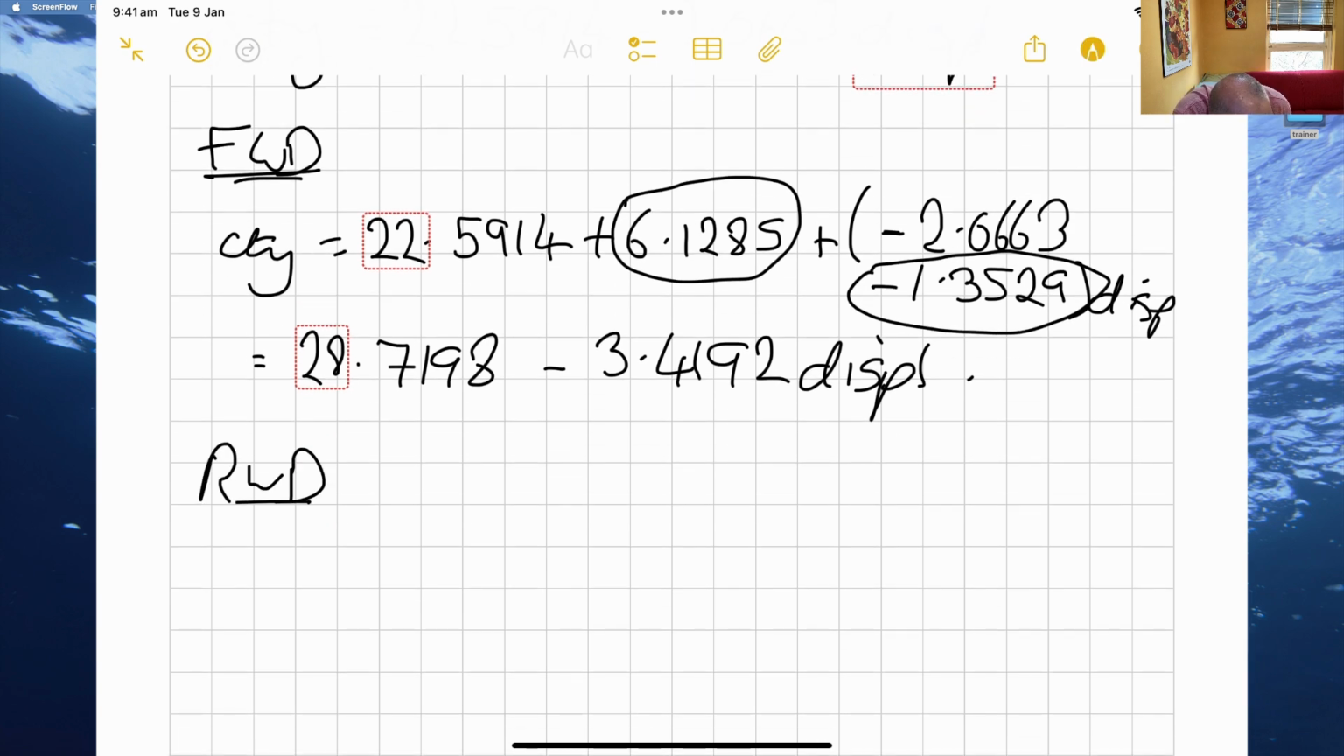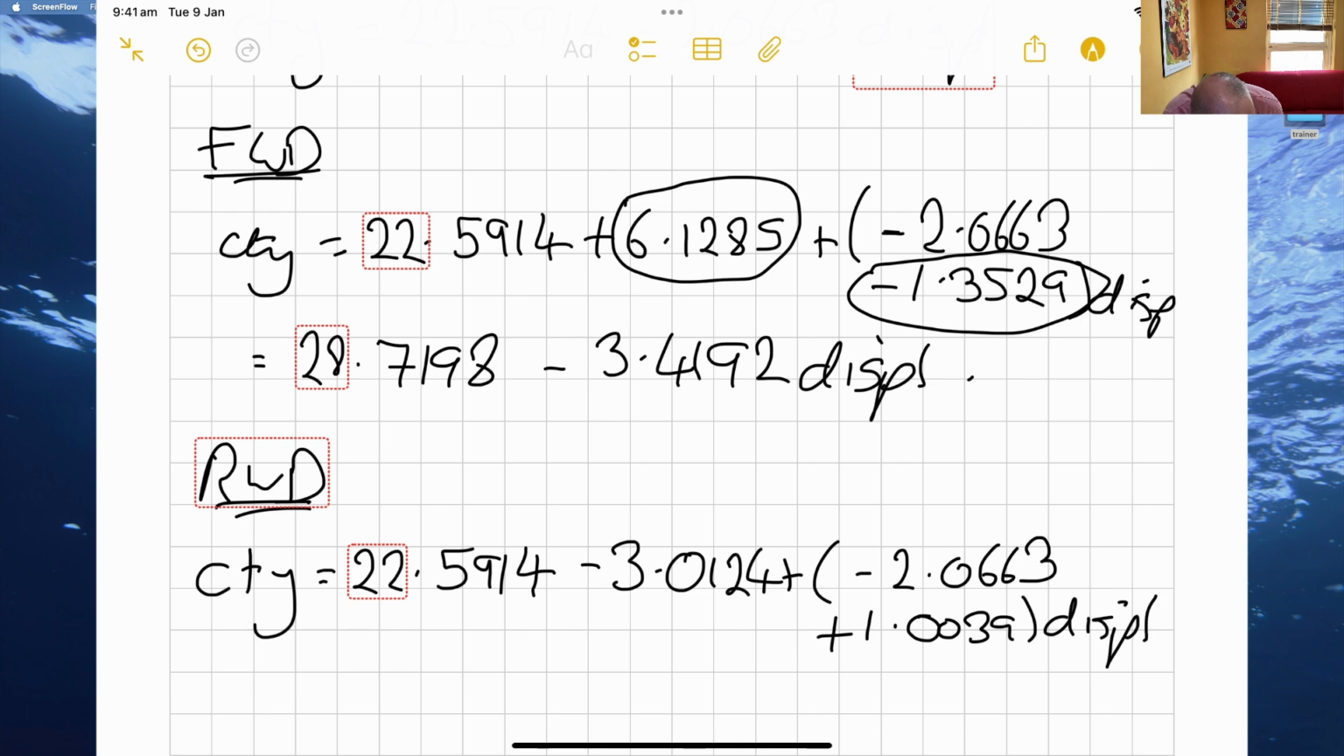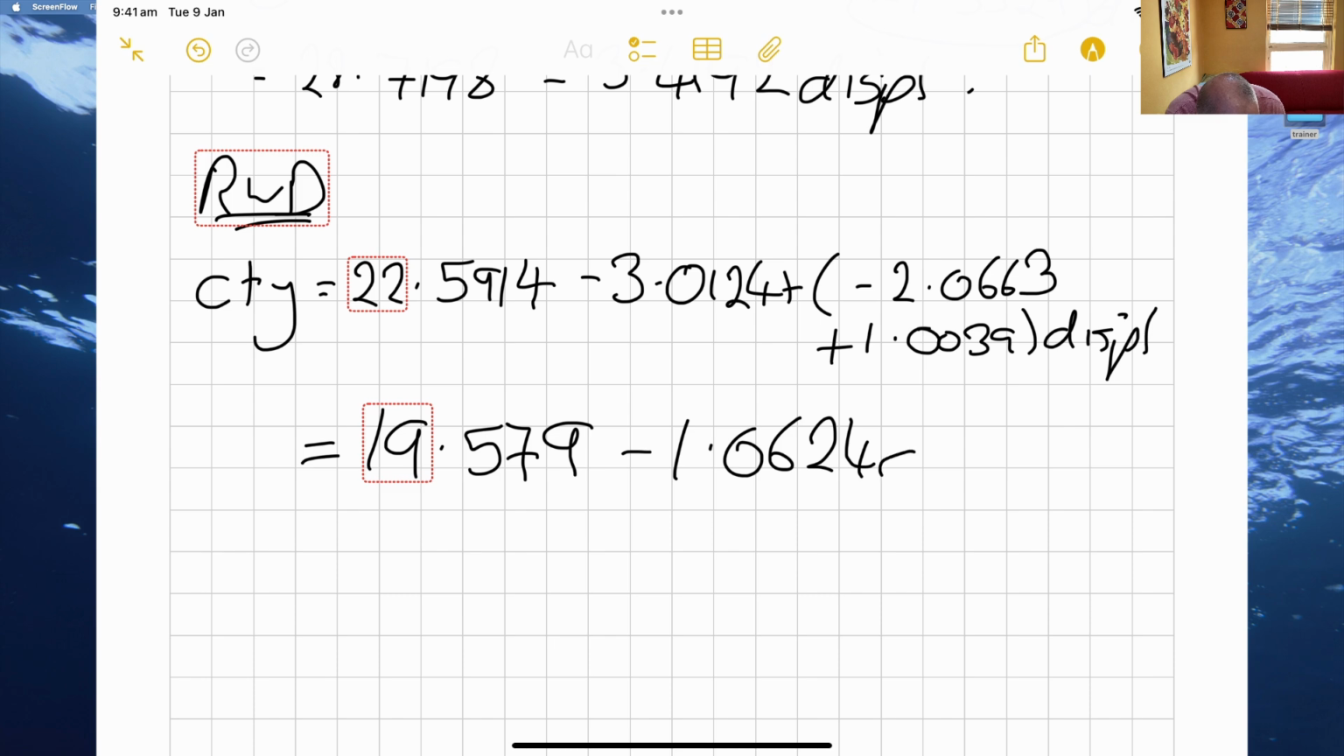Rear wheel drive, for completeness, let's do that. So it's going to be CTY equals 22.5914. Our adjustment is minus 3.0124. Plus the basic slope is the 2.0663. The adjustment this time is we're going to increase that slope by 1.0039 displacement, and when we put all that together, it equals 19.579 minus 1.0624 displacement.